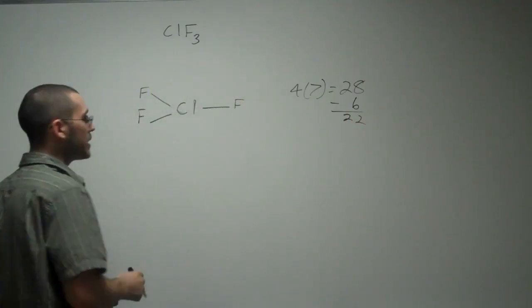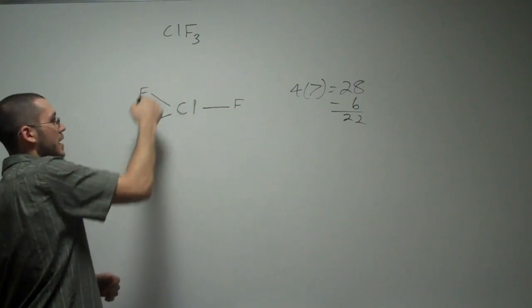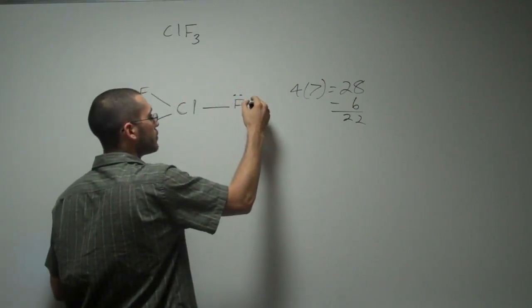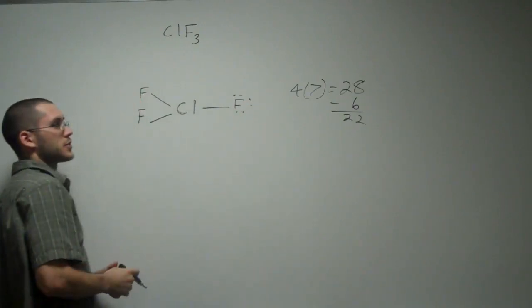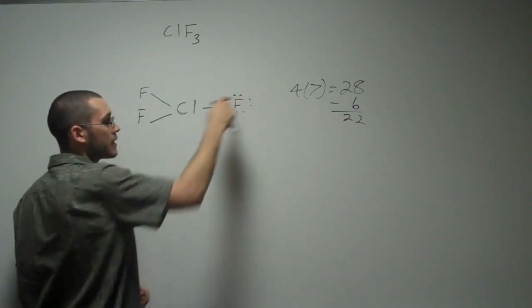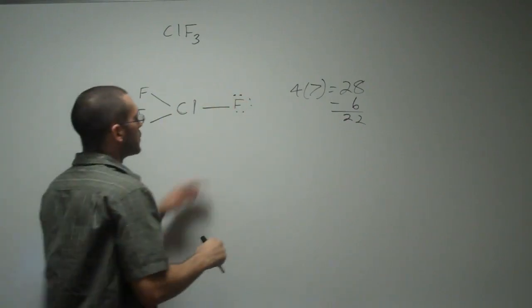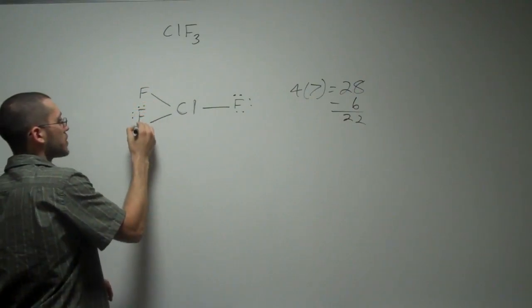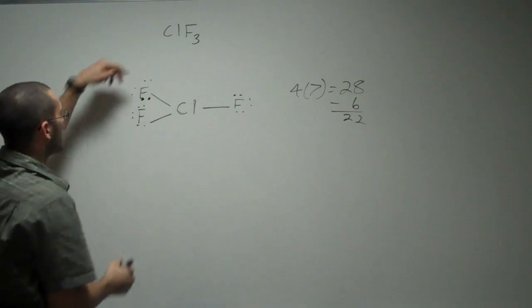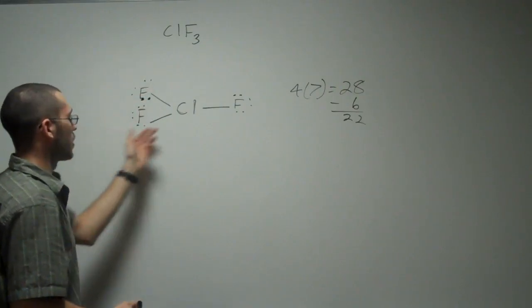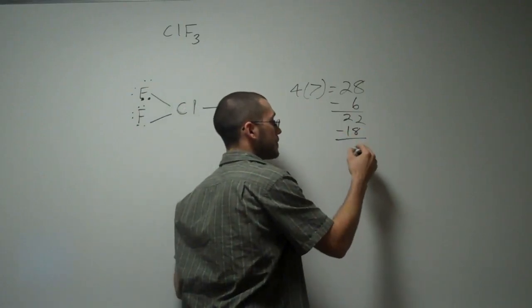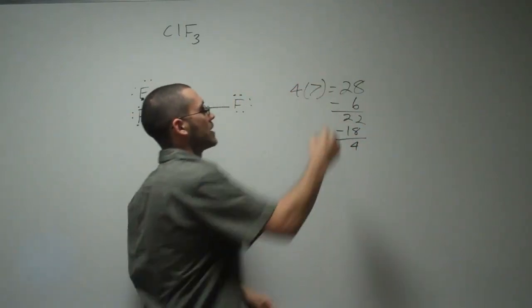Now I need to fill each fluorine's octet and eventually the chlorine's octet as well. Here we go. 2, 4, 6. If I put 6 electrons around this fluorine, it now has 8. 1, 2, 3, 4, 5, 6, 7, 8. Count each bond as 2 electrons. 2, 4, 6. 2, 4, 6. How many electrons did I just throw on? 2, 4, 6, 8, 10, 12, 14, 16, 18. I just threw in 18 electrons. I only have 4 available for bonding. Here's my little electron counter.